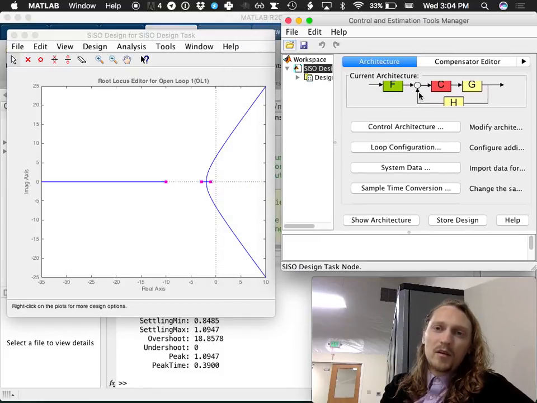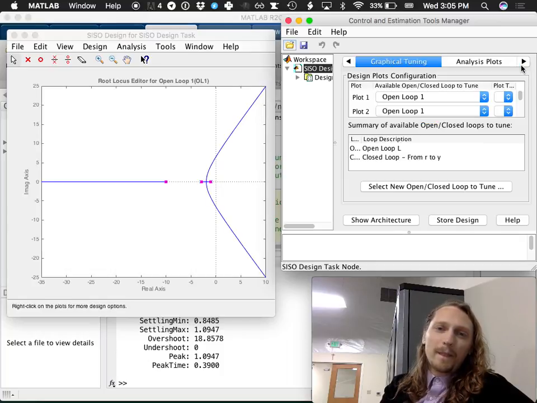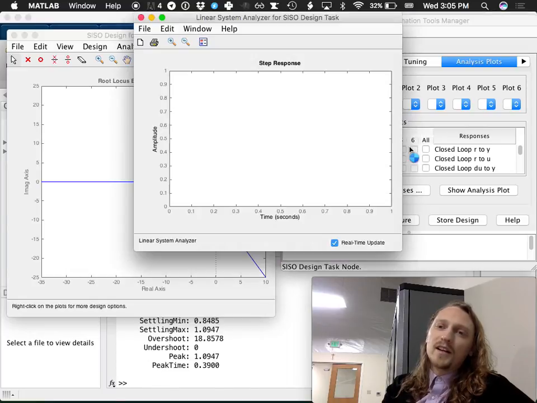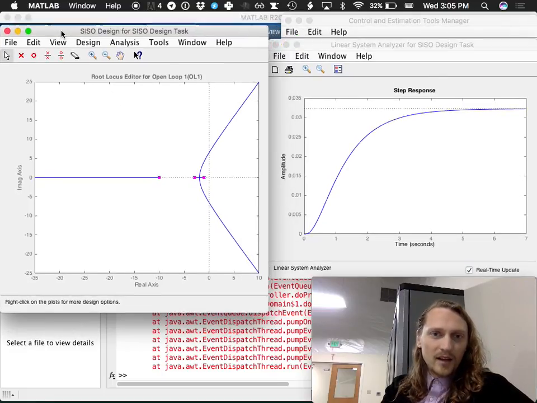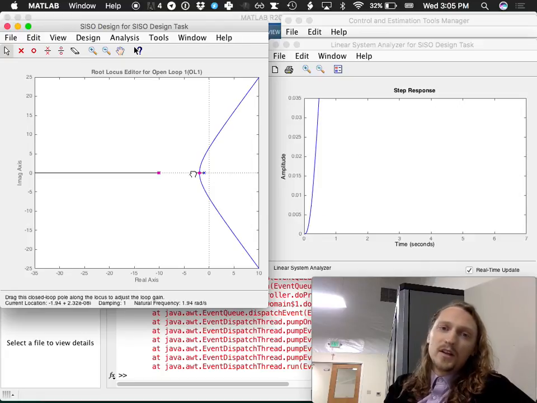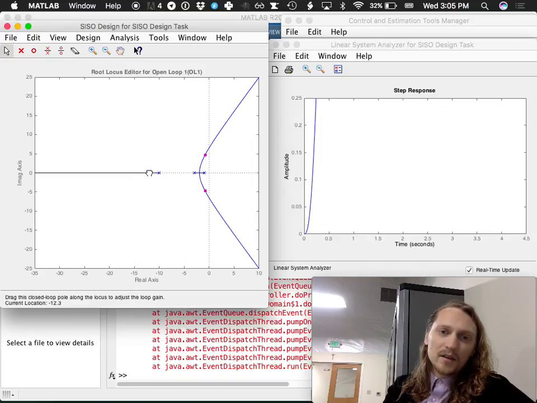So what you can do in this is you can add graphical tunings. You could add a zero or a pole in here, and you can look at the response plot. So I'm going to look at a step response of the input to the output. Okay. And the first thing you can do, this is just our regular open loop. We haven't put in a compensator yet, uncompensated root locus. You can increase the gain by moving these dots around. I think I'm going to have to manually, there we go.